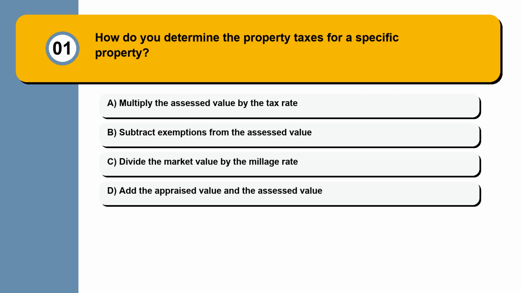Question 1. How do you determine the property taxes for a specific property? Multiply the assessed value by the tax rate. Subtract exemptions from the assessed value. Divide the market value by the millage rate. Add the appraised value and the assessed value.